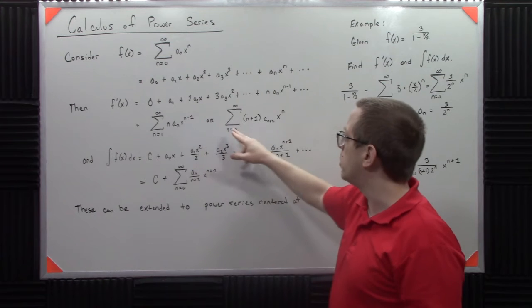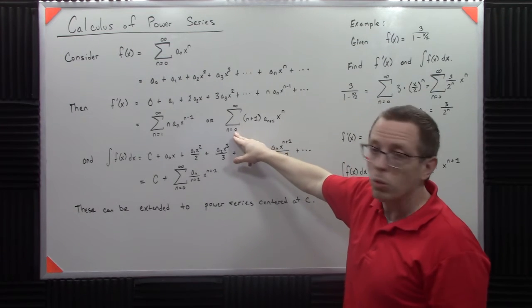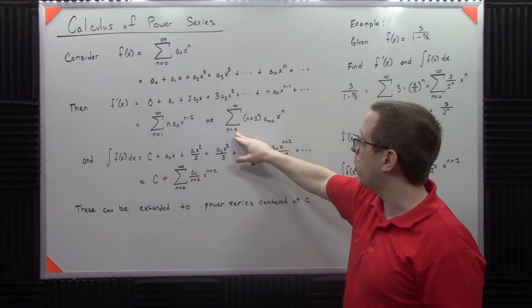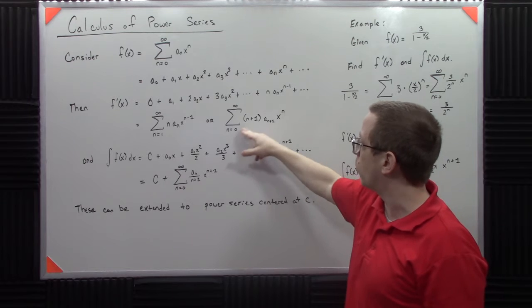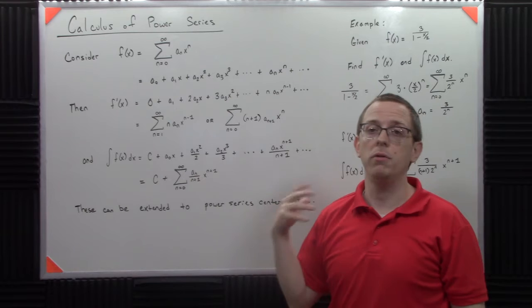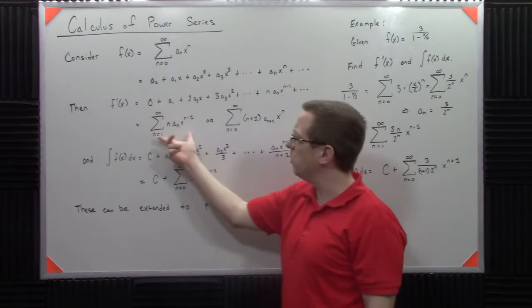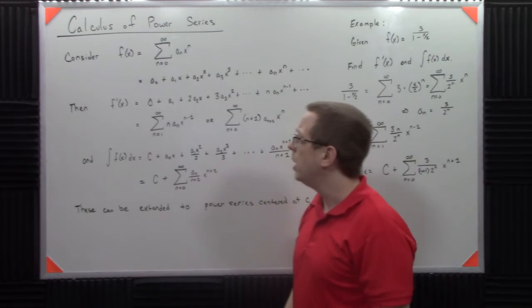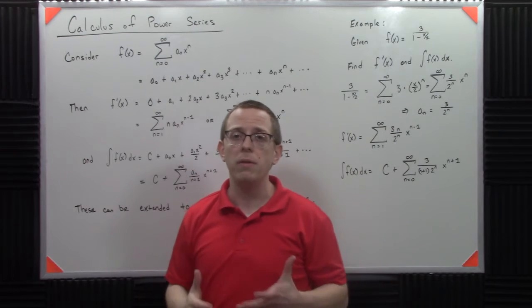Some people prefer it to start back at 0, so they do a reindexing. This is perfectly fine. There's nothing wrong with it. It's just a different way of doing the same thing. But this is the typical way that we'll deal with it. Now for the antiderivative, you still have the same idea.